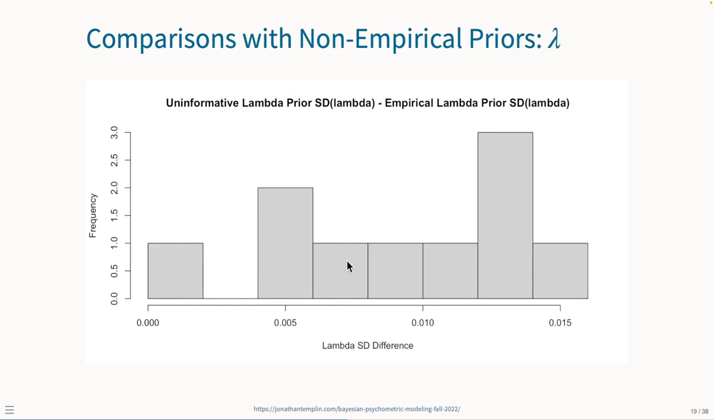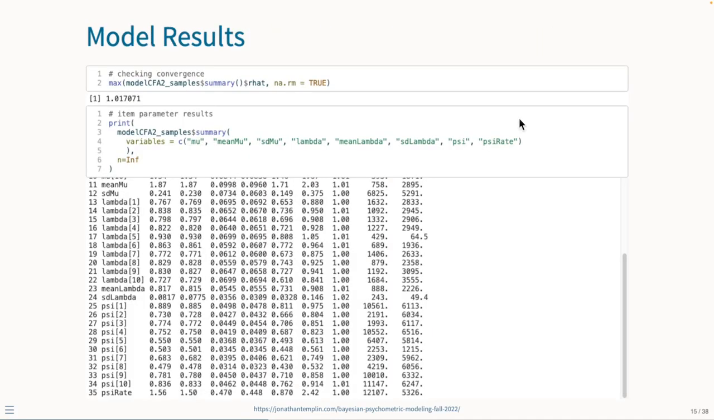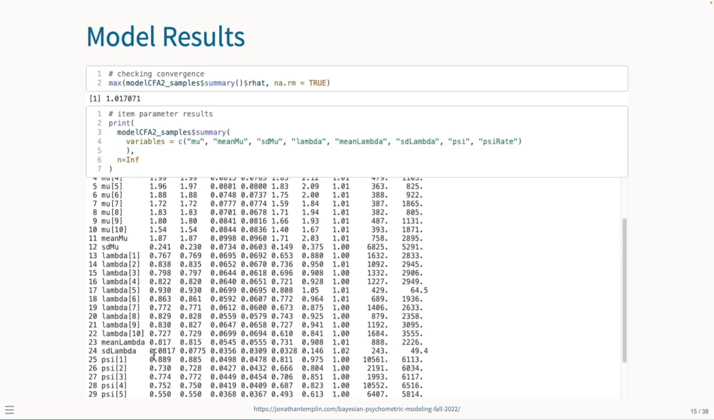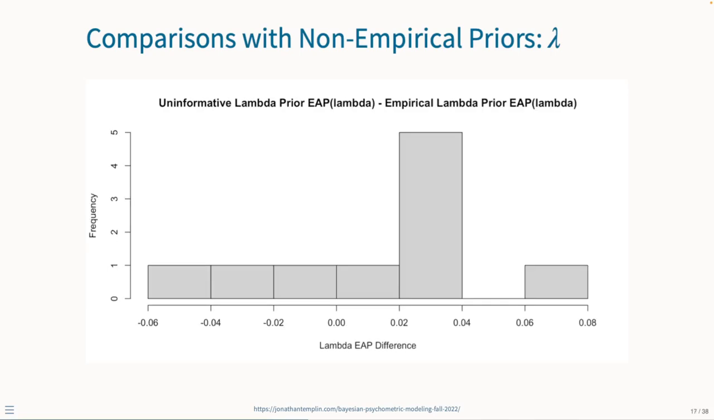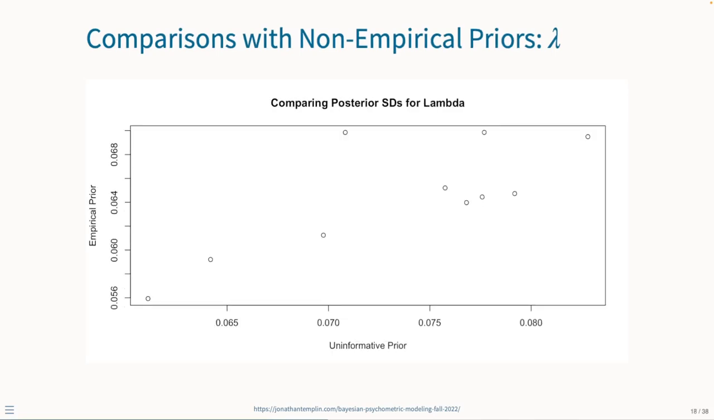So here, as we would expect, comparing the amount of information in our prior, the uninformative prior, which had a standard deviation of the square root of 1,000, has a bigger posterior standard deviation than the empirical prior, which had a standard deviation that we estimated to be 0.0817. How's that work for you? Seeing these results, you're probably not all that concerned, right? It's not that bad. Changed a little bit.